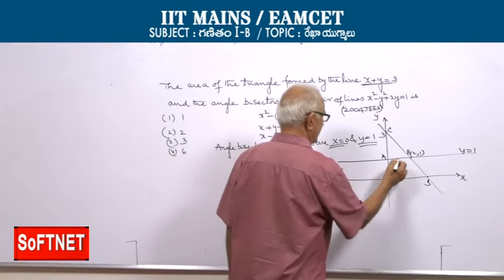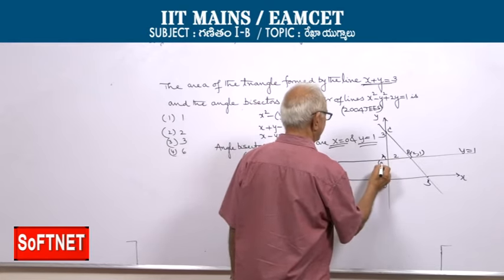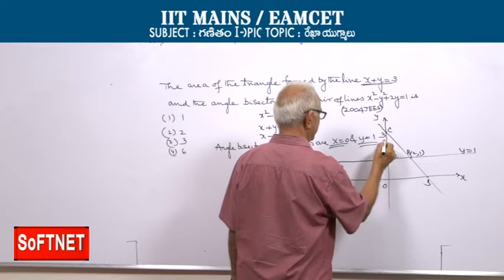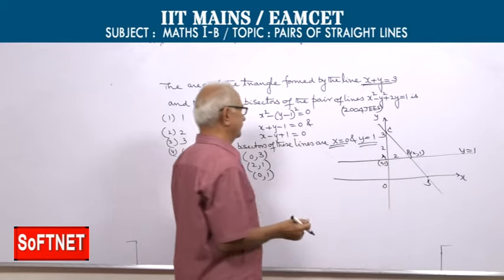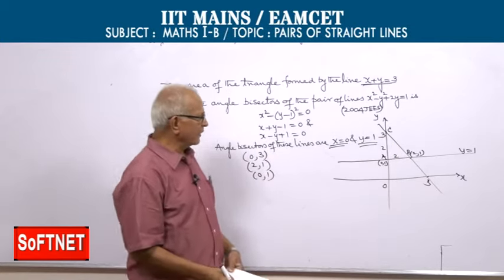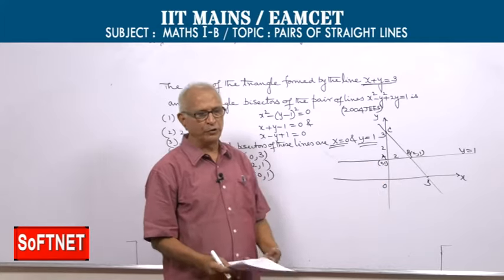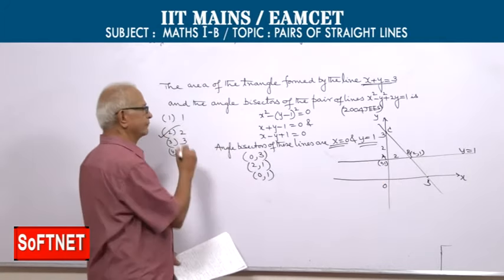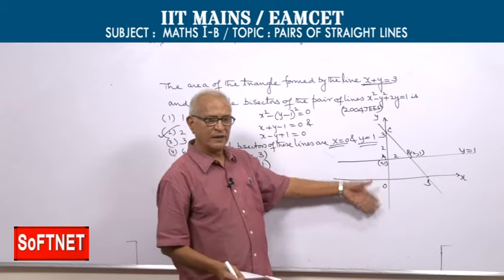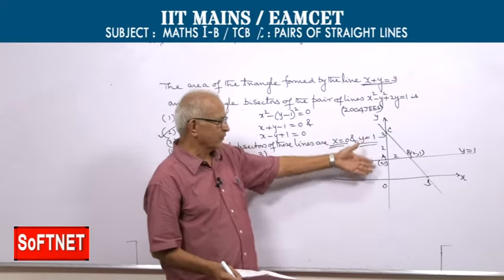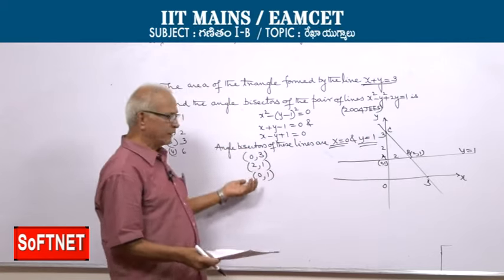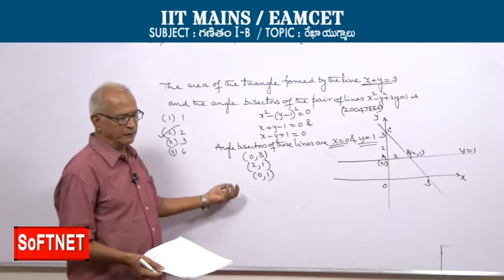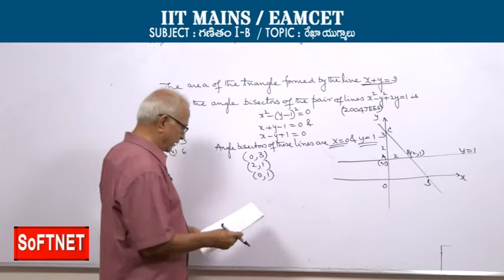This is 0 1, this is 2 units. This is 0 3, so this is 2 units. So what is the area of the triangle ABC? 1/2 of 2 into 2, which is equal to 2. That is also another way of finding the area, or else you can also find the vertices and apply the formula for the area of the triangle. Well, either way it is easy.